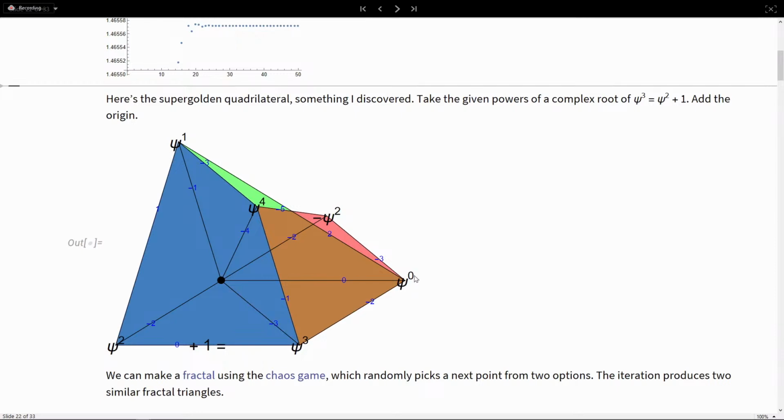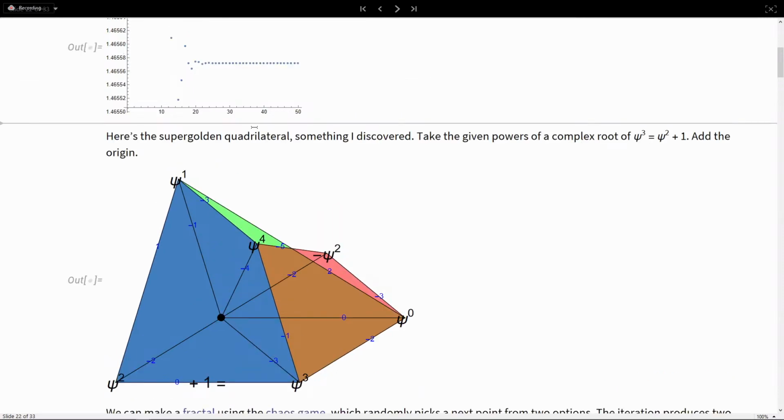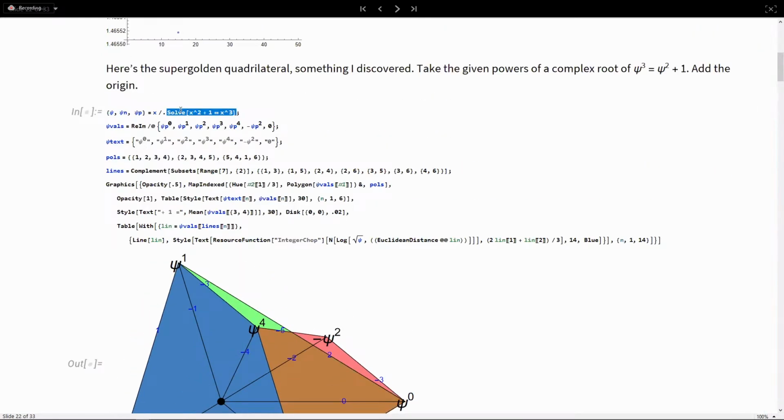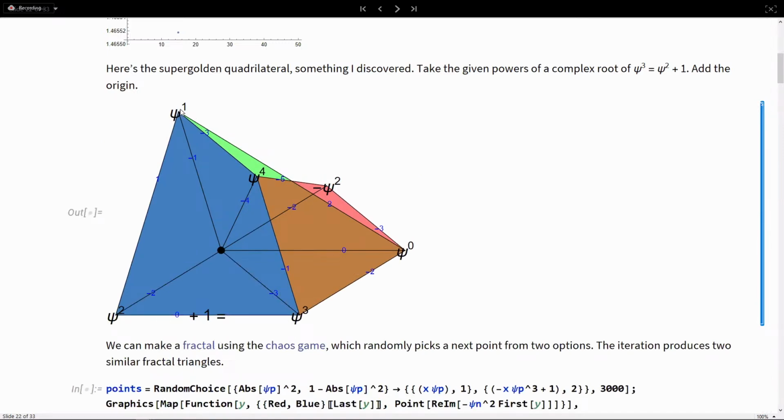And if you have psi to the 0, psi to the 1, and for these values of psi, I solve x squared plus 1 equals x to the third, and I take one of the complex roots instead of the real root. So these values here on the complex plane are powers of the complex root: the first power, second power, third power, fourth power, and negative the second power. With 0, 1, 2, and 3, you get this quadrilateral.